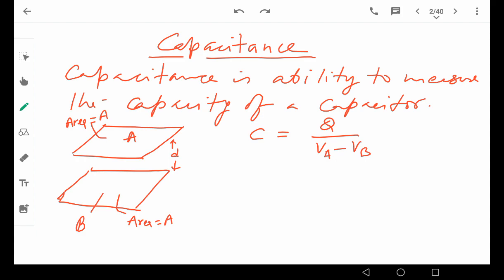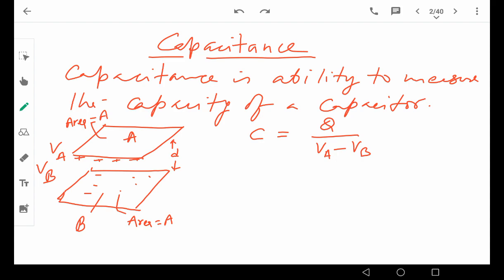Plate A has the positive charge and this has the negative charge, so definitely A will have higher potential and this will have lower potential. So the capacitance of a capacitor we can measure as the charge on the positive plate divided by the potential difference. What we do is take the charge from plate B, both plates being initially neutral, and give it to plate A. How we do that we will study later. But if we do this, a potential difference is set up between the plates.